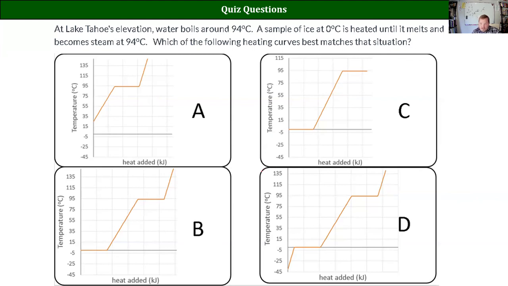All right, so think about the steps. If you're starting with ice at 0 Celsius and going all the way to steam at 94 Celsius, which of these options matches that? Assuming that this line, the solid line, is 0 Celsius. It's not labeled explicitly. Thoughts? Throw it in the chat. It's an easy one. It's multiple choice.